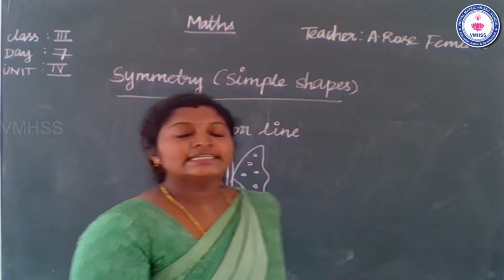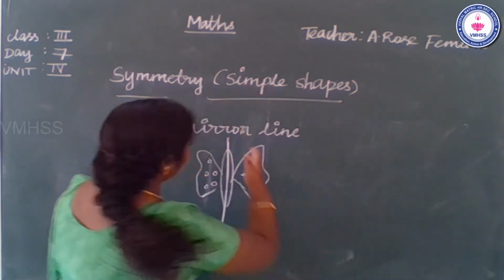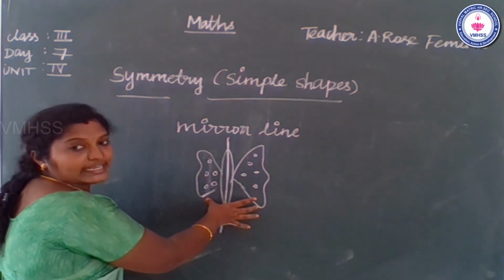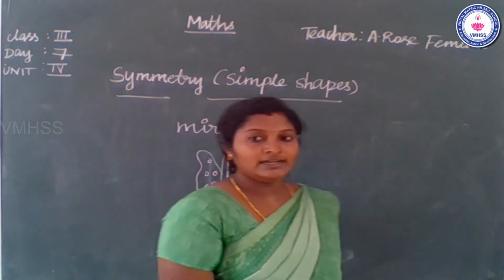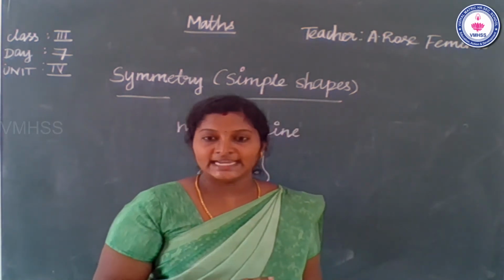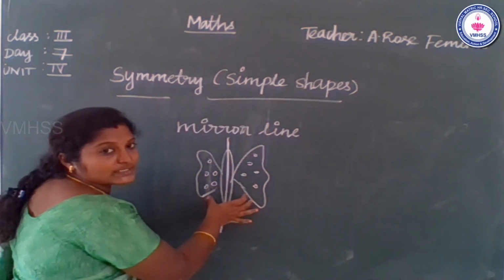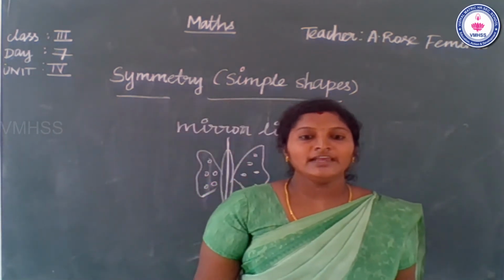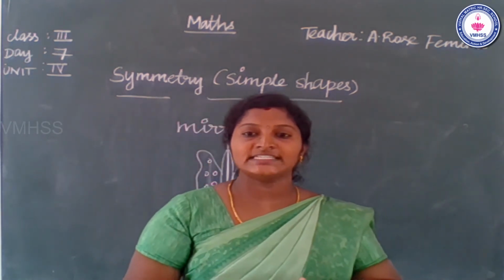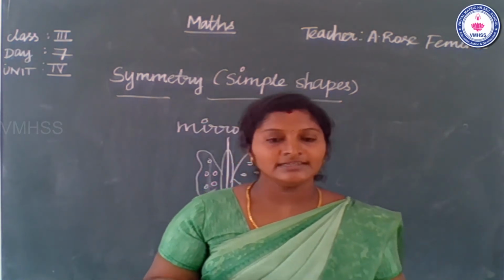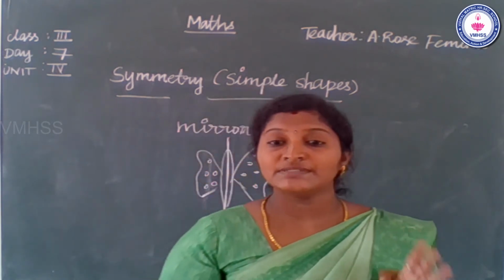A shape has symmetry if a central dividing line, a mirror line, can be drawn on it to show both sides of the shape are exactly the same. So this is symmetrical. Do you know the symmetrical mark? Something is symmetrical when it's the same on both sides.